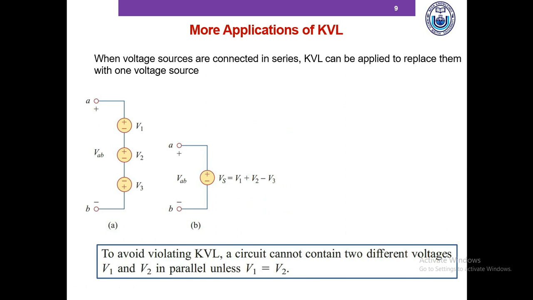Okay, now we're going to see an application of KVL. So KVL basically allows us to combine multiple voltage sources and replace them with one voltage source. So when voltage sources are connected in series, KVL can be applied to replace them with one voltage source in figure B here.